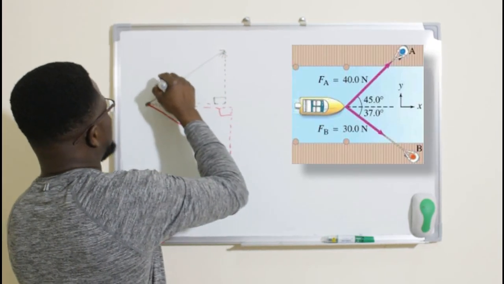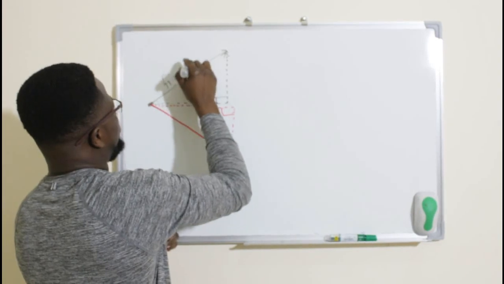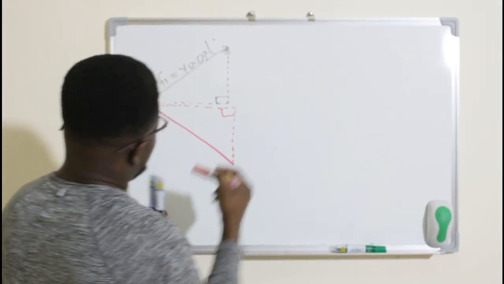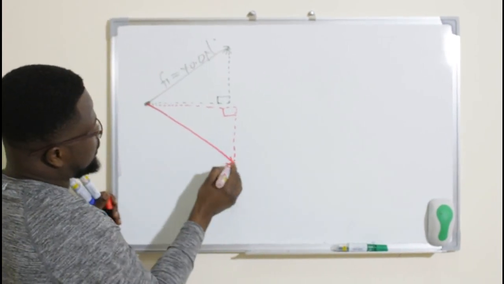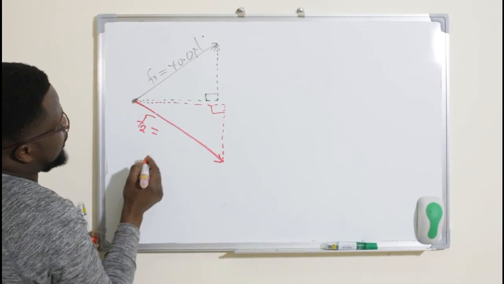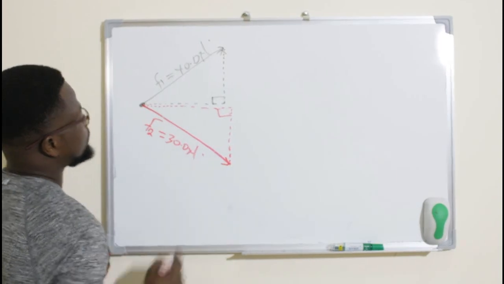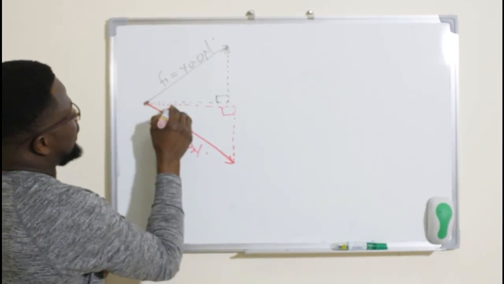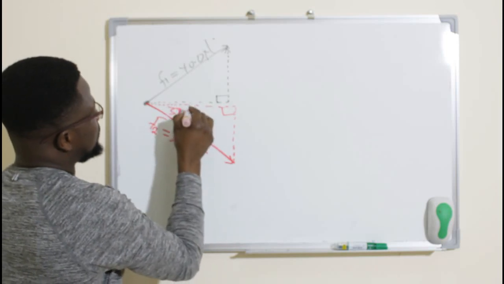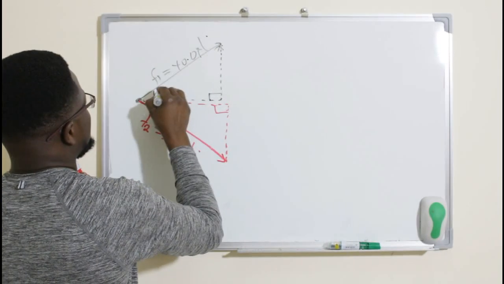So I'm going to name that force F1, and F1 is 40 newtons. And there is another force which is also in this direction, and I'll call it F2, and the magnitude of F2 is 30 newtons. The angle here is 37.0 degrees, and this is 45 degrees.